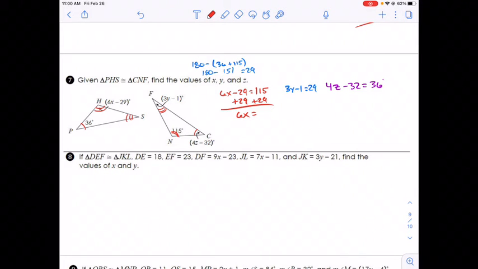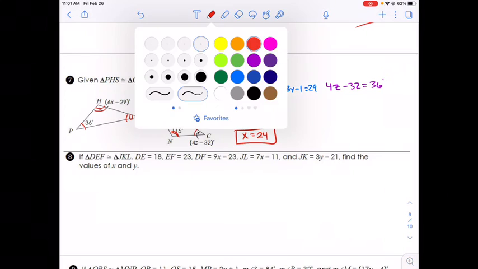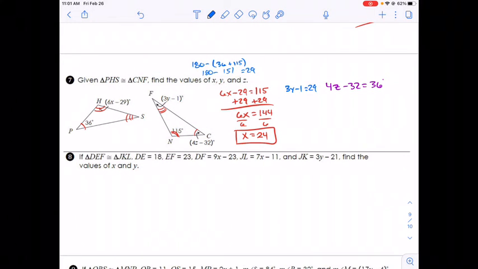So we get 6x is equal to 144 divided by 6, and x is equal to 24. So there's our x value. Now let's do our y. So we're going to add 1.